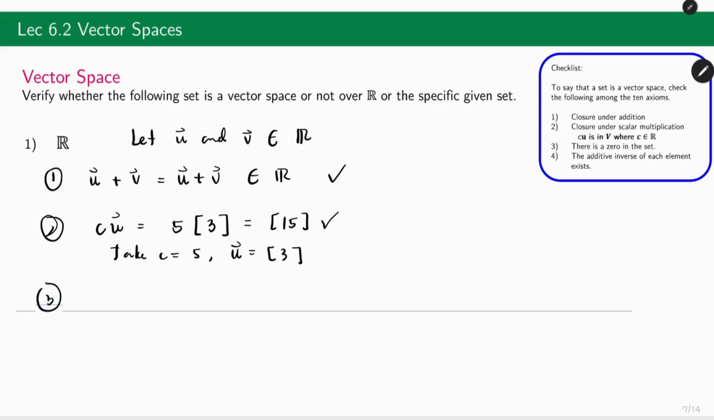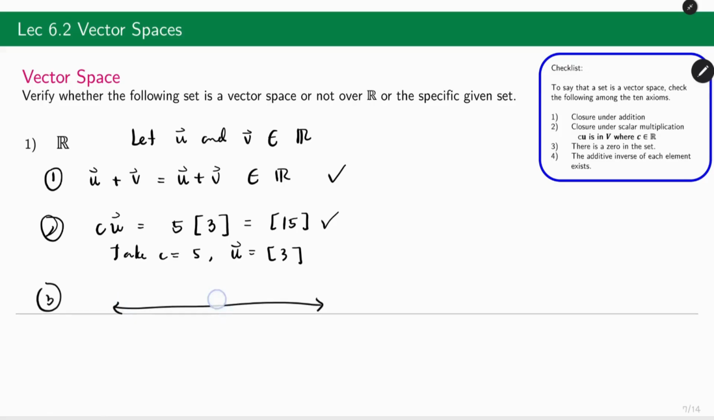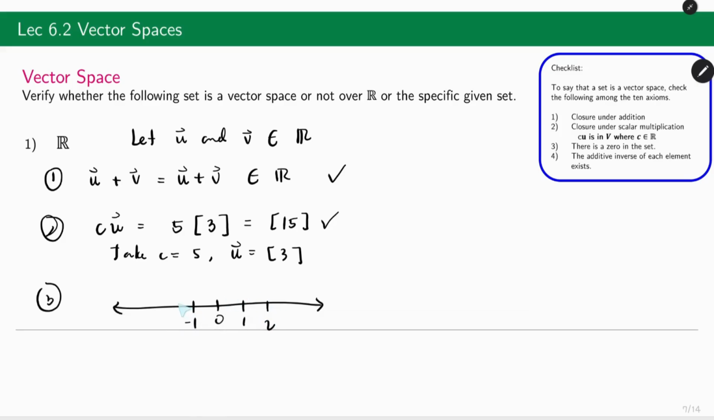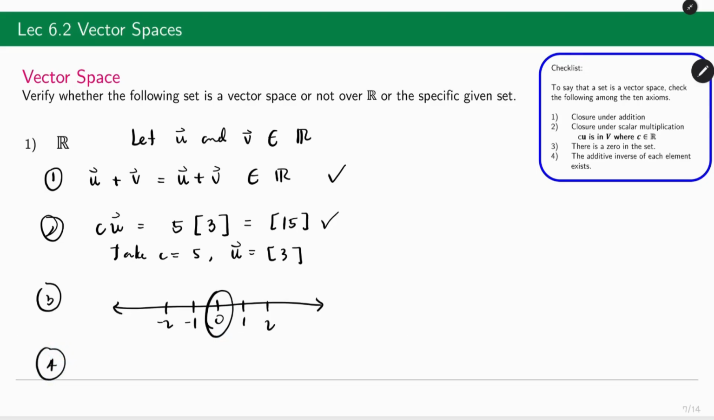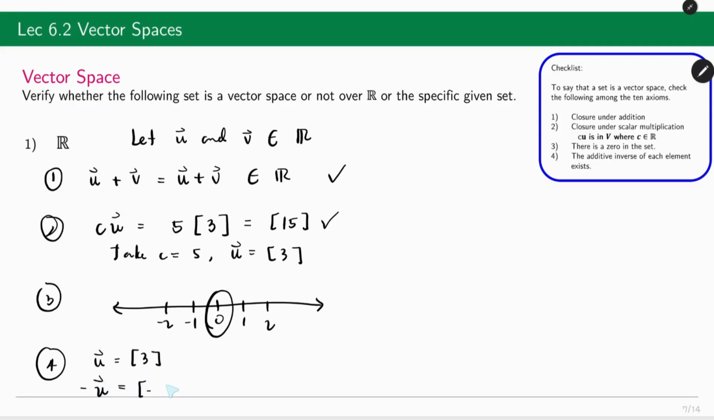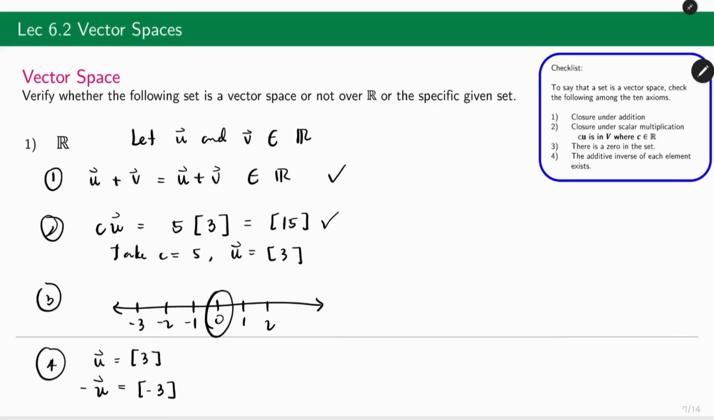Third, there is a 0 in the set. This is correct. There is a 0 vector. Recall from algebra, we have a 0 in the real set. It is in the beginning, right? Fourth, the additive inverse of each element exists. This is true because if we have here vector U that contains 3, the negative of that will just be negative 3. So it is also in the same set.